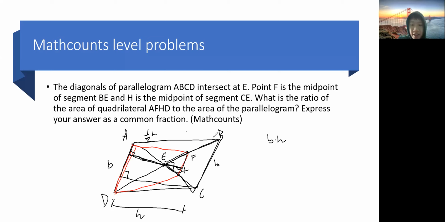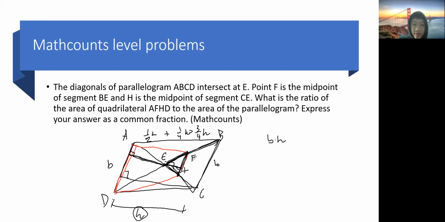The height of EBC is going to be 1/2 H. If this is H, then the height of EBC will be 1/2 H, which means that the height of EFH will be 1/2 H times 1/2, because this triangle is 1/2 of EBC. Okay, so this section is going to be 1/4 H. So the actual height of the trapezoid is going to be 1/2 plus 1/4, 3/4 H.